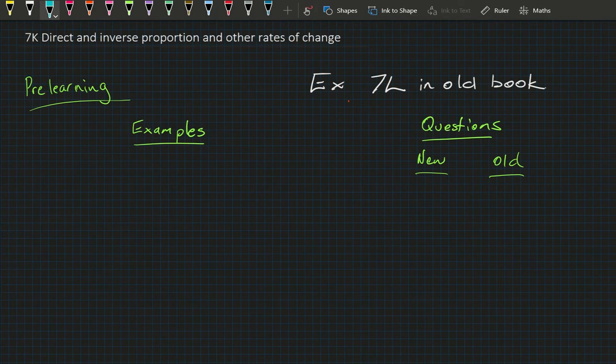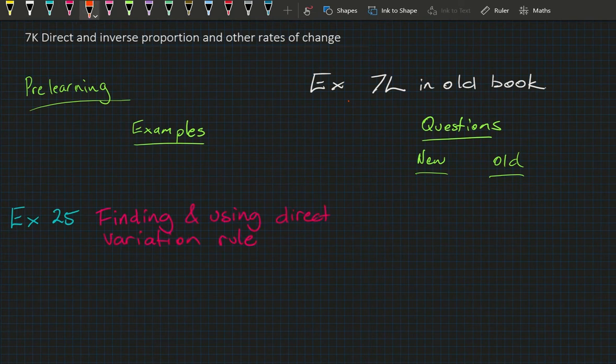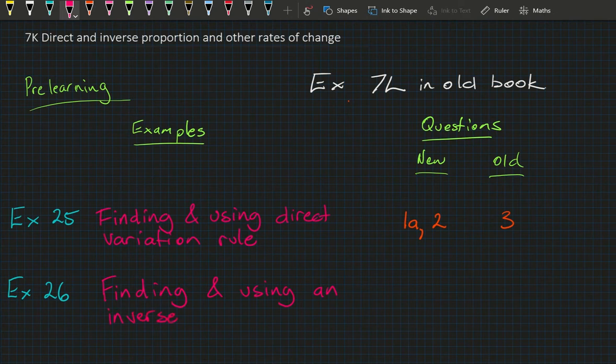So in this lesson, your examples and pre-learning will be example 25, finding and using a direct variation rule. Your pre-learning for this example will be question 1A and 2 in the new book, and question 3 in the old book. Then we'll do example 26, finding and using an inverse proportion rule. Your pre-learning for this example will be question 1B and question 3 in the new book, and question 4 in the old book.